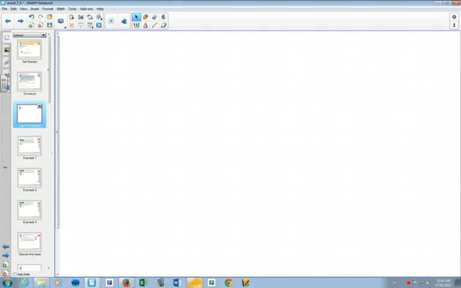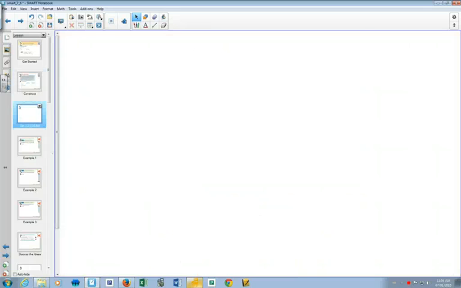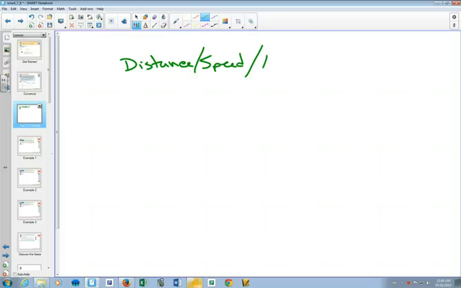So for the construct the understanding, this is on page 592. Off to the side, what we're going to do is write out some steps to help you with these questions. Because when you read these questions, these distance, speed, time ones, we're going to do applications of rational expressions today.